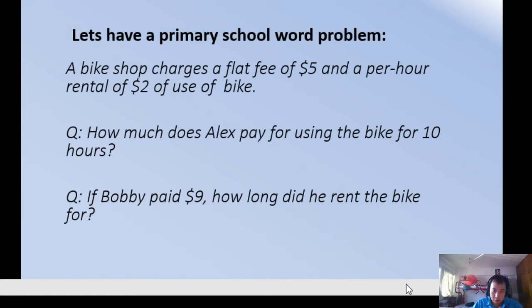So question 1, question 2. How much does Alex pay? If he has to pay $5 first, and then $2 for every hour. I'll wait for chat to answer the questions.